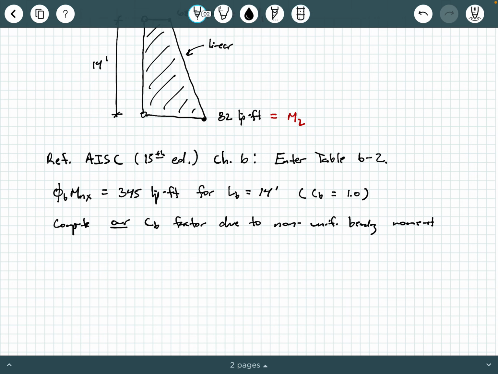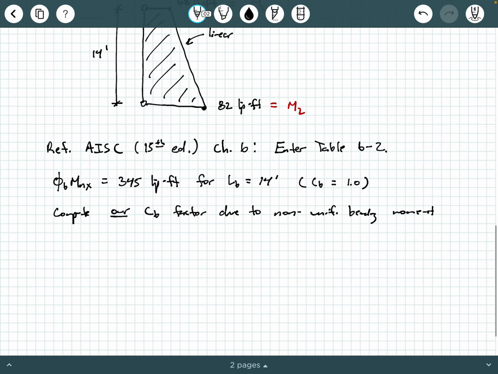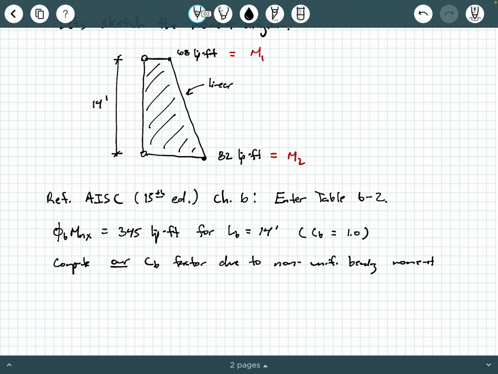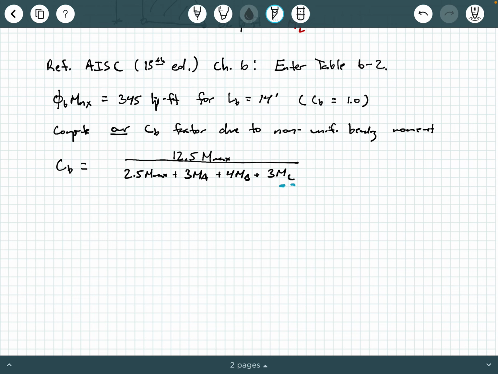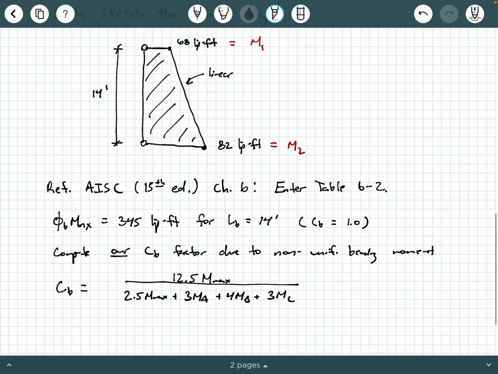Okay, so the way we do that, if you look in your steel manual, you don't actually have a ready-made case for this type of shape. So what you're going to do is use the governing equation, CB equals 12.5 M max all divided by 2.5 M max plus 3MA plus 4MB plus 3MC, okay? Now, remember, MA, MB, and MC are the moments at the quarter points on your moment diagram.